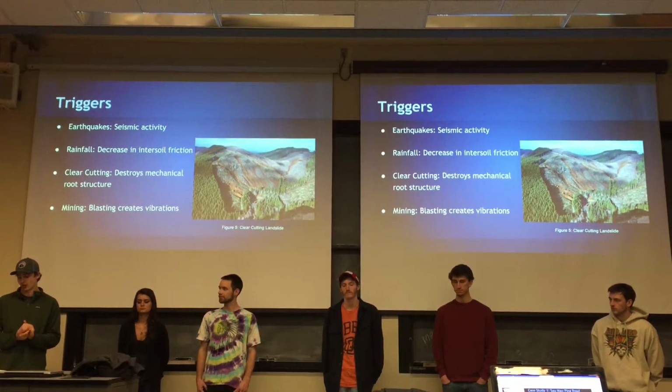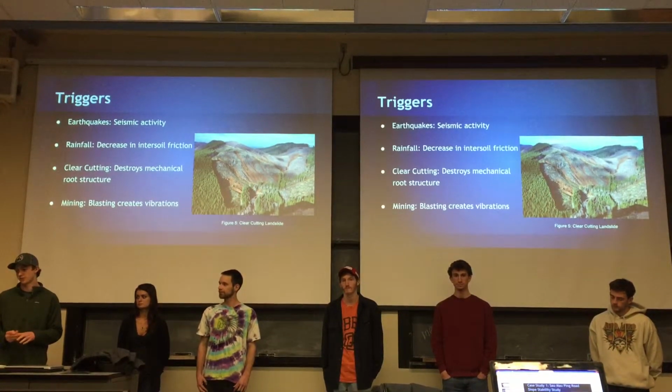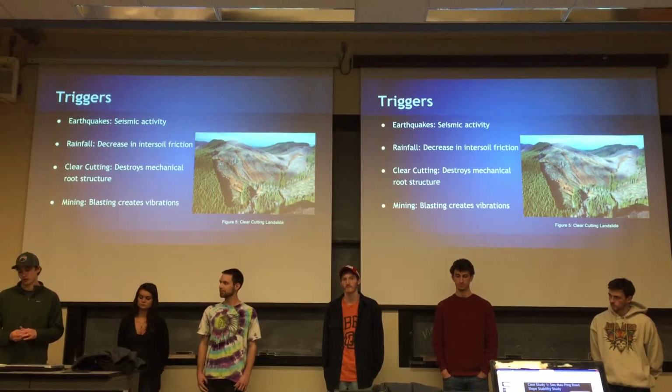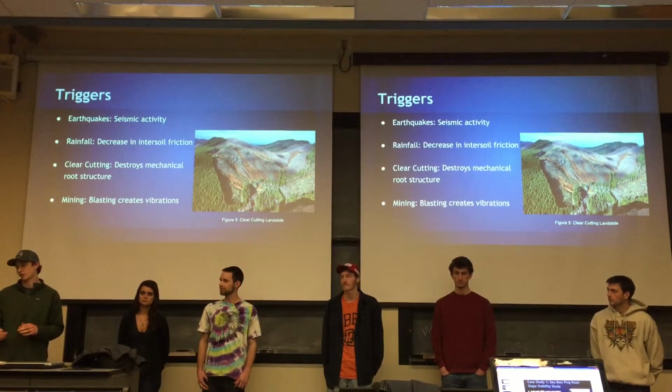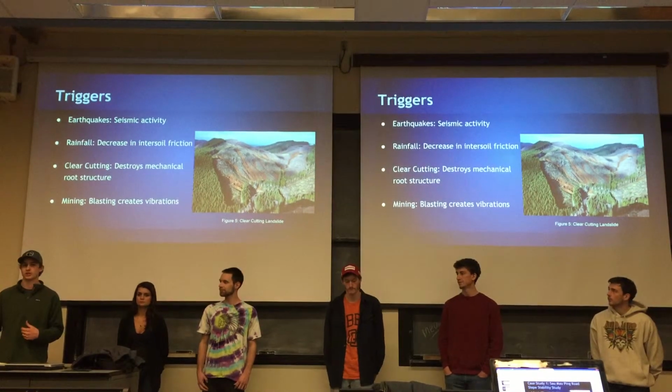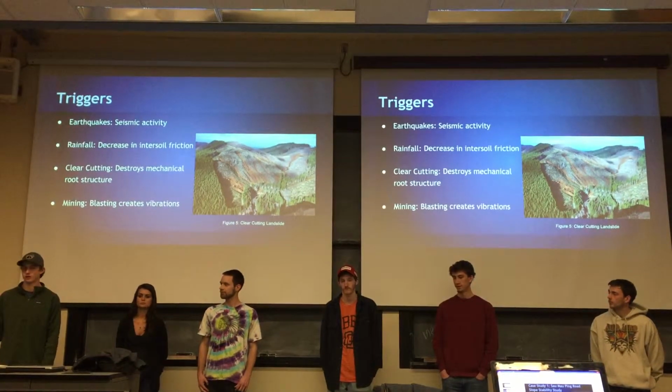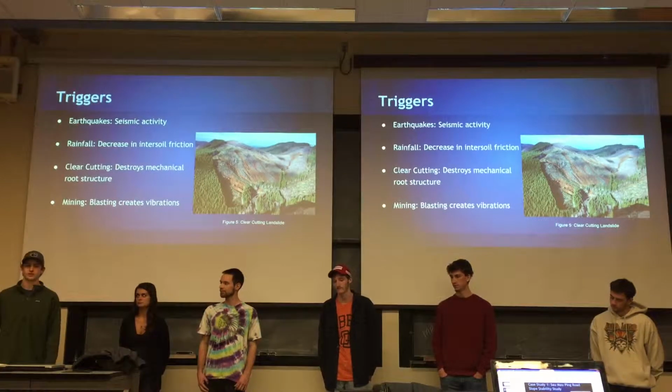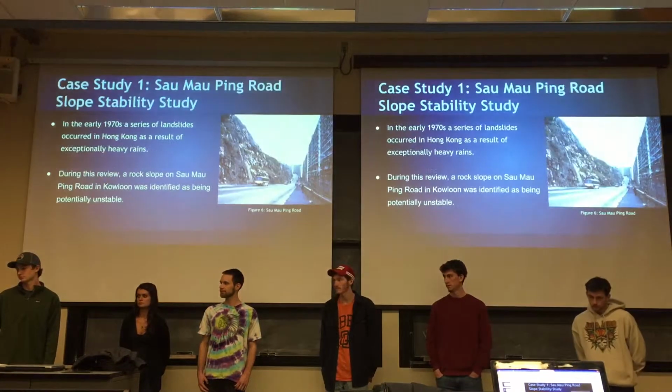Just a few parameters to look for when you're monitoring mass movements is that there might be ground cracks, or there could be an appearance of upheaval or subsidence of the soil. When these triggers happen, those are a few things that you can look for in landslide prone areas.